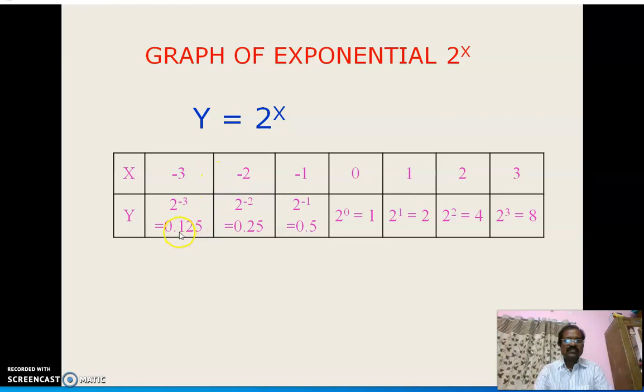If x is equal to minus 3, the y value will be 0.125. This is 2 to the power of minus 3, that is 1 by 8, equal to 0.125. Here x is equal to minus 2, we get 2 to the power of minus 2, that is 0.25. Minus 1, the y value will be 0.5. If x is equal to 0, y is equal to 1, since 2 to the power of 0 is 1. If x is equal to 1, 2 to the power of 1 is 2. If x is equal to 2, 2 square is 4. x is equal to 3, 2 cube is y, so the y value is 8.